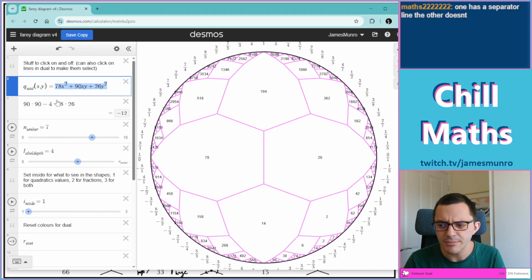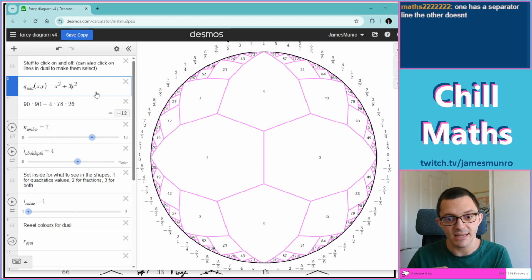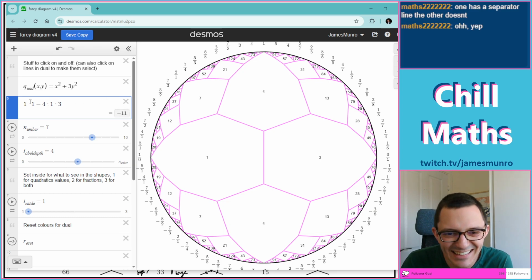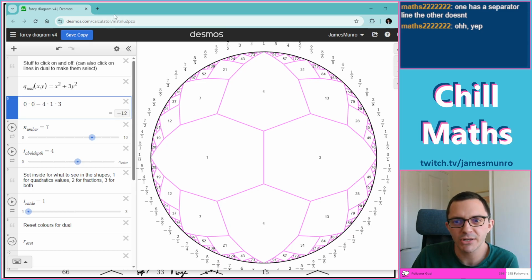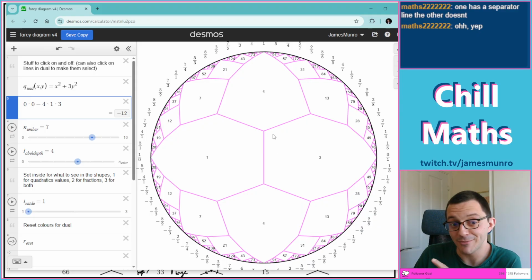Does anyone have a separator line? I think I'm now thinking about plus 3y squared. At the moment, I'm thinking about ones like this, that's the other one that has discriminant... What have I done? B squared is 0 times 0. Also has discriminant minus 12. And because I'm in the bit of the textbook about elliptic quadratic forms, which is why I've removed all the separator line. Those are the 2 possibilities.